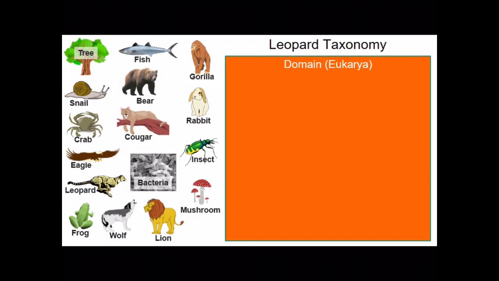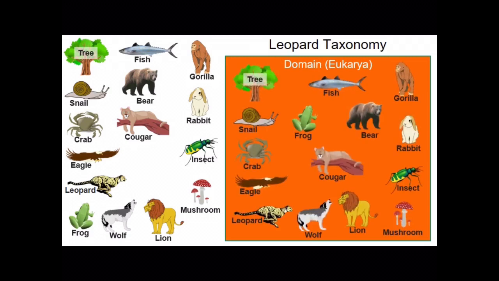Well, not everything in this collage is in domain Eukarya. The bacteria that's flashing, they're not in the domain called Eukarya. But everything else is in this domain called Eukarya. So you can see what I mean by it's a very broad category. But the next level down should be a little more specific.